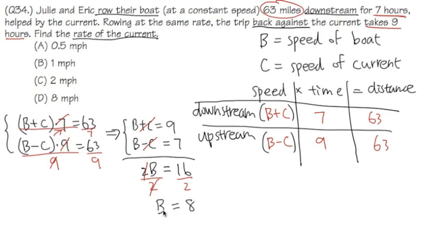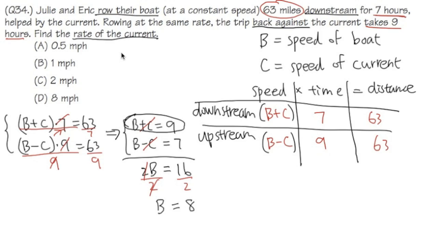Okay? Well, what does the b stand for? B is the speed of the boat that they're on. They're riding the boat. But the question is not asking us for the boat. We're trying to find out the rate of the current. So that's a c value. But let's look at this equation right here. We know that b plus c is equal to 9. But then we know b is equal to 8.